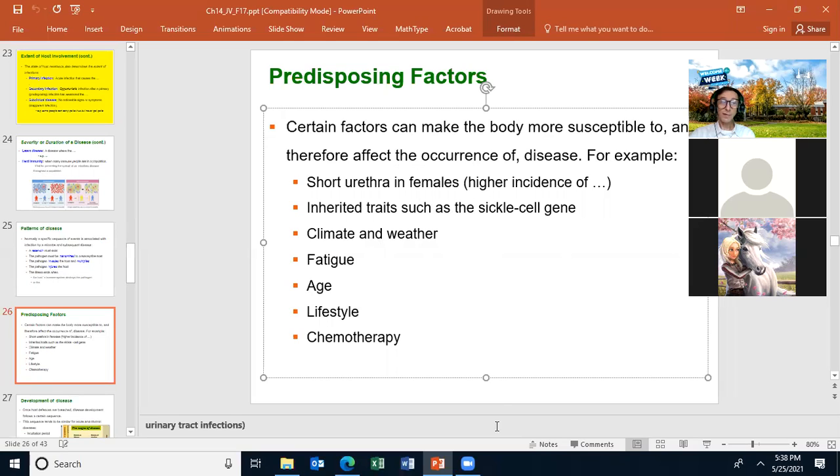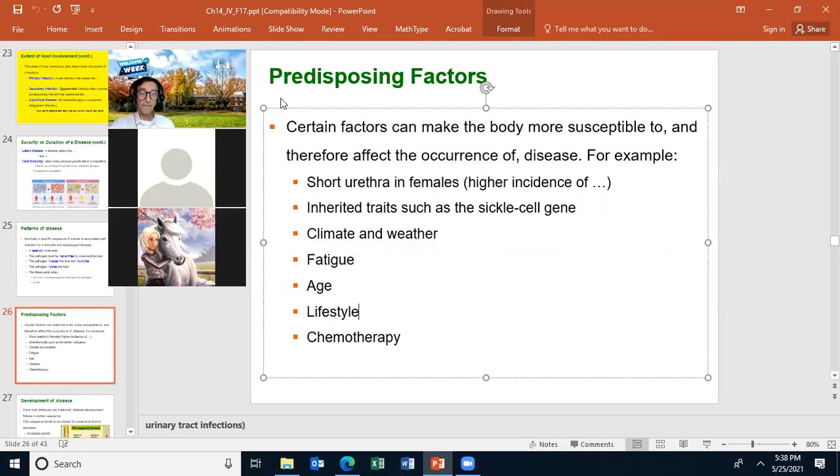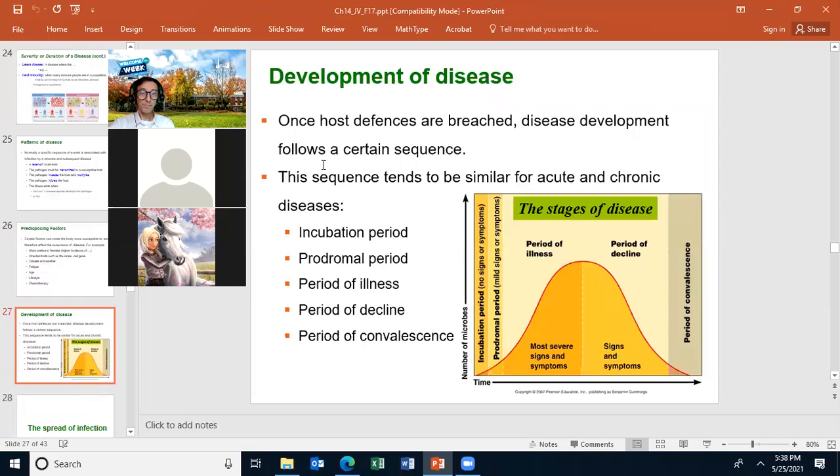All right, any question about these predisposing factors? No comments, so I'm going to move on.